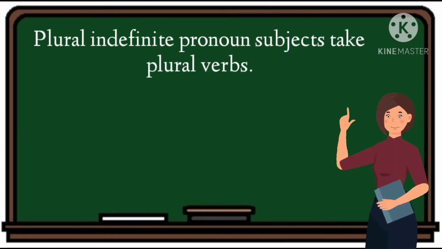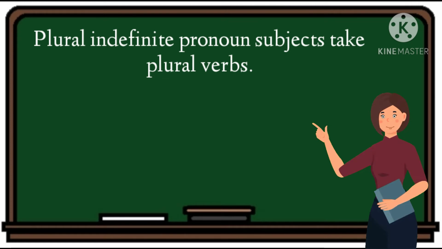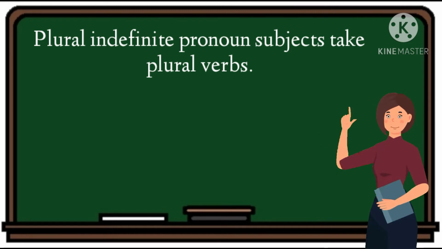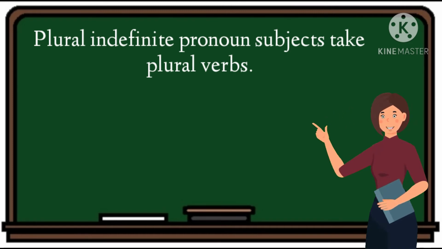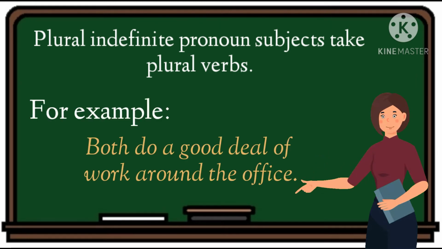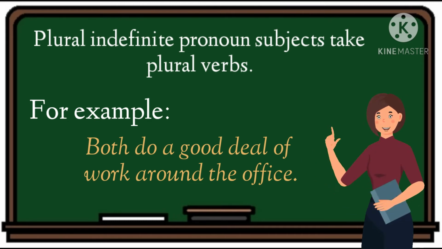Now, for the plural indefinite pronoun subjects, they must take a plural verb. Some of the plural indefinite pronouns are the following: several, few, both, and many. Now, for the example, both do a good deal of work around the office. So both is the pronoun that acts as the subject, while do is the verb. Since the subject, which is both, is plural, the verb should also be plural, and that is the verb do.